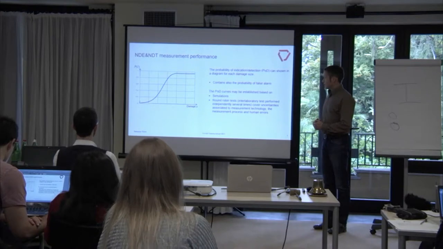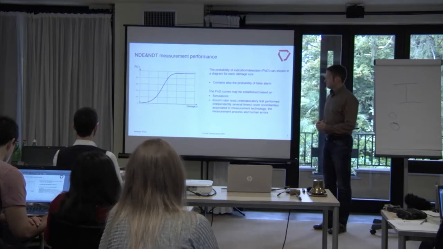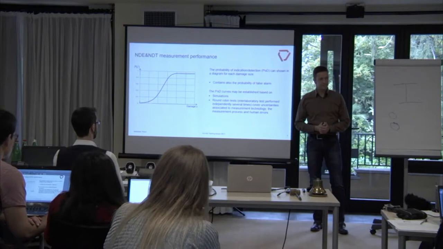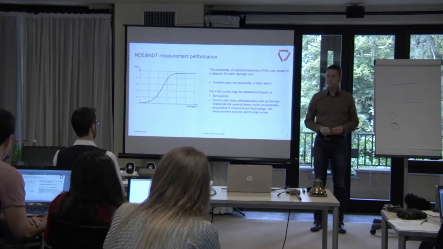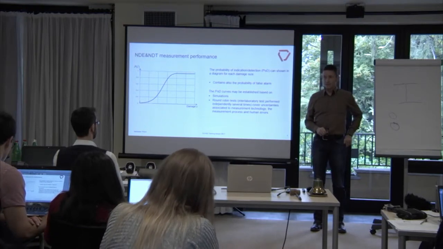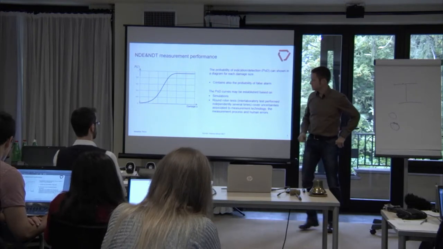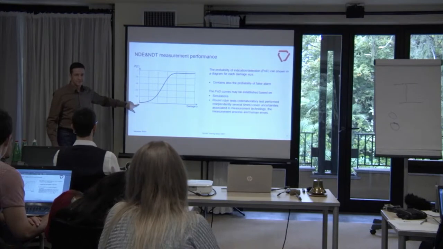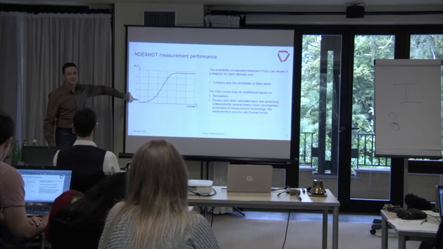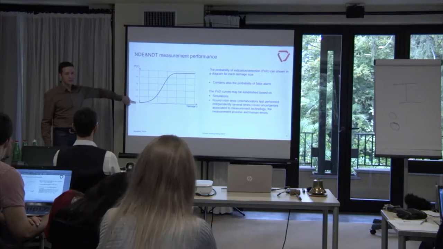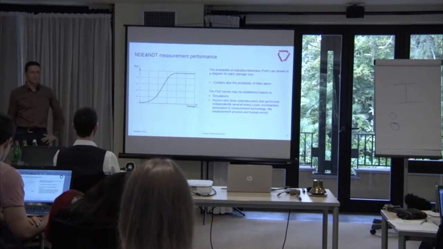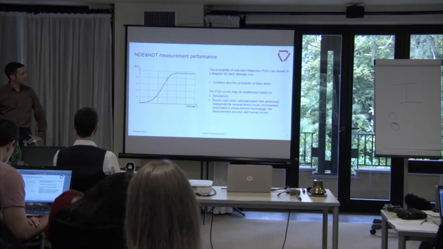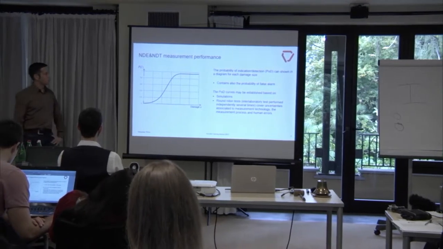So, where's the probability of false alarm? Here, in this diagram. Where is it? At zero. At, you mean at this point? Yeah. You see there's a piece of curve here. So that's the probability of false alarm.